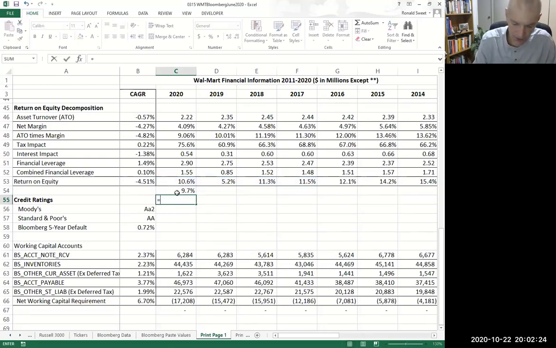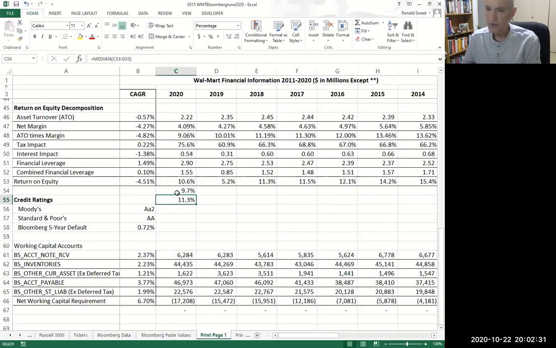I actually prefer to do the median of the last 5 years. What the median will do is kick out those outliers. So maybe they grew 5%, 6%, 5%, 32%, 5%. That 32% would distort the average, but won't distort the median. So you can see their ROE has been about 11%.